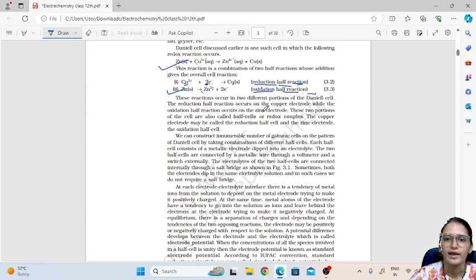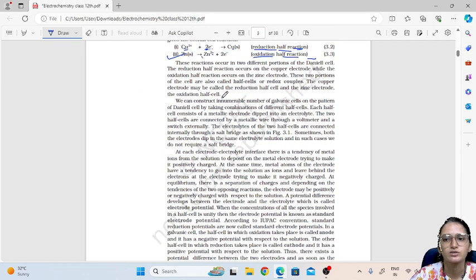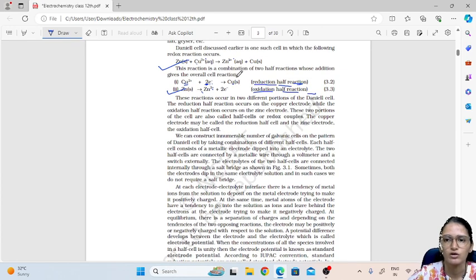The cells in which the oxidation half reaction and the reduction half reaction occur are called half cells or redox couples.